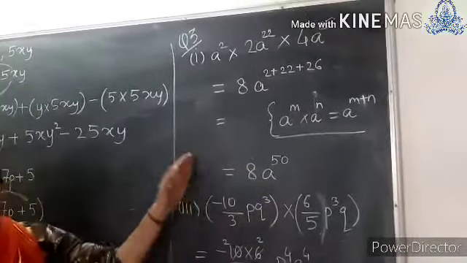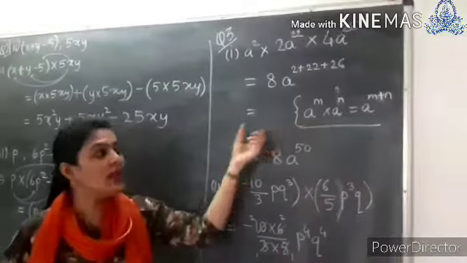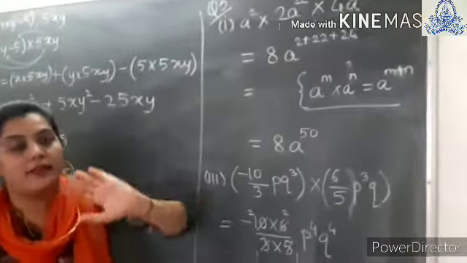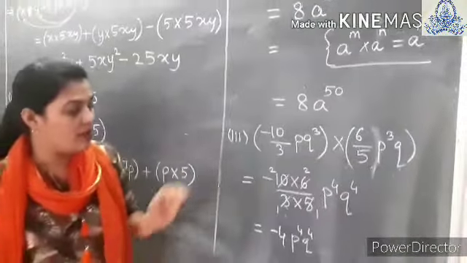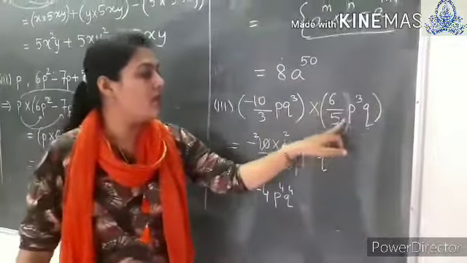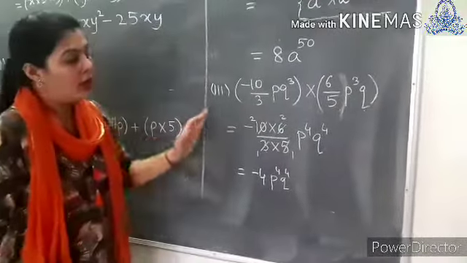I repeat again, when the bases are the same and the powers are different, you just have to add the powers, not multiply them. Come to example number 3: minus 10 upon 3p cube into 6 upon 5p cube. Read the example carefully and solve it.